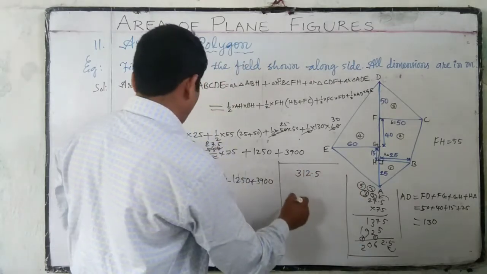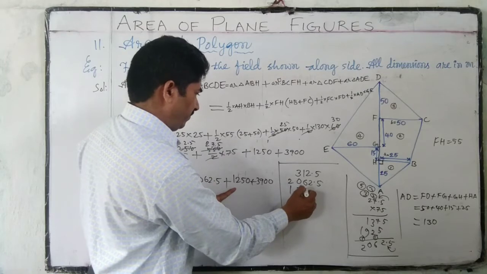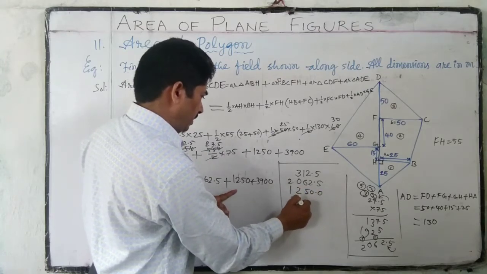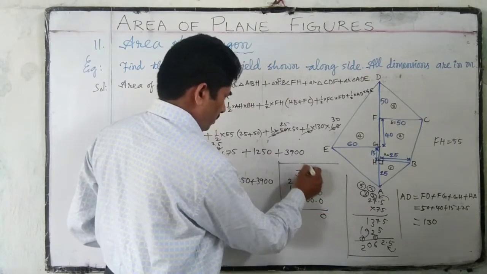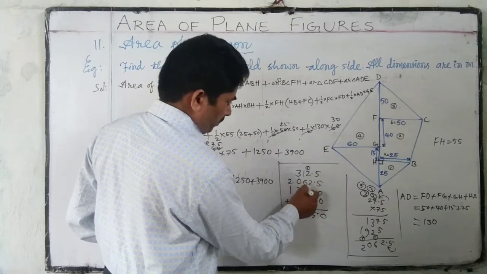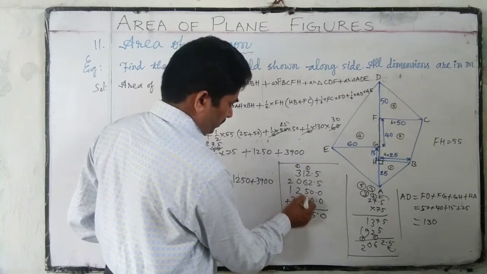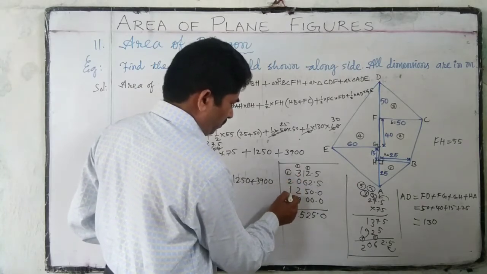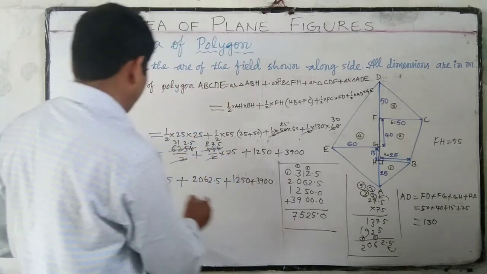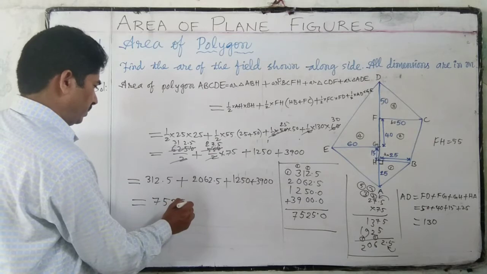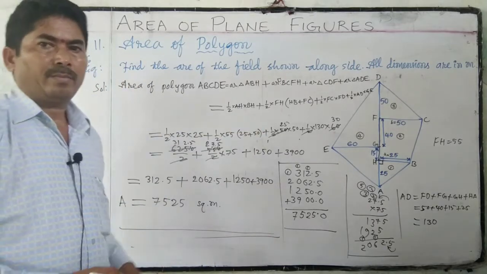312.5, 2062.5, 1250, 3900. Adding these, the total is 7525 square meters. This is the area of the given polygon.